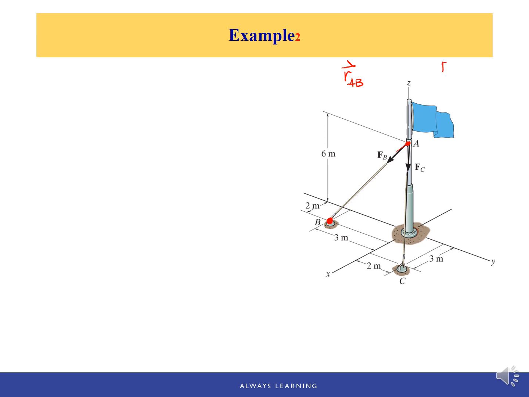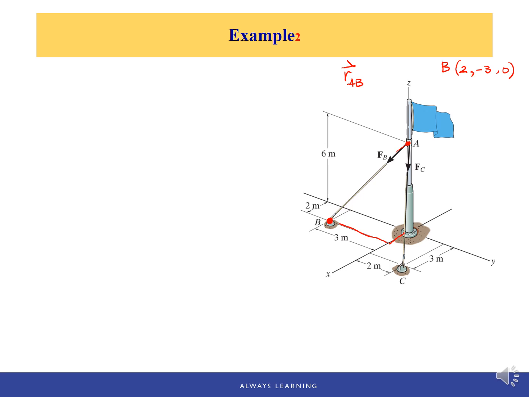Let's write down the coordinates of B here. The x coordinate for B will be 2, right? And then the y coordinate is -3. So 2, -3, and 0. This is one way to write the coordinates of a point: with a pair of parentheses, put the coordinates inside it and separate them by commas.